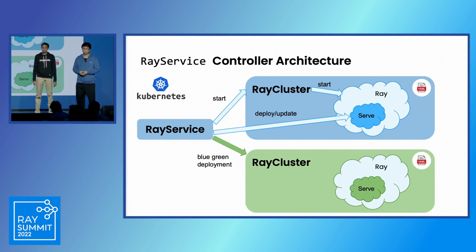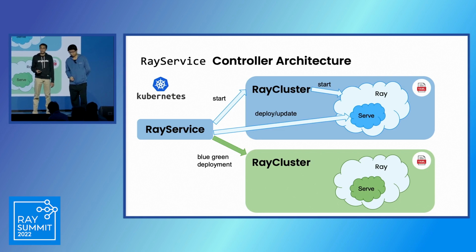Hello. I noticed that there's an autoscaler component of Ray as well. Can you elaborate on how that plays nicely or doesn't play nicely with the Kubernetes native autoscaler? Yeah, that's a great question.